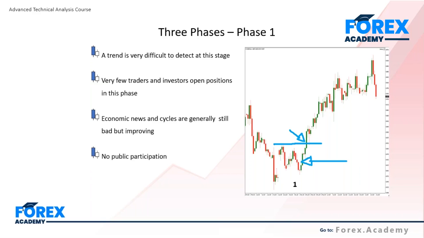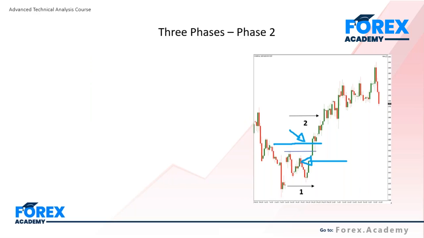This is an extension from the second point, that very few traders and investors open positions in this phase. There is very little public participation. Certainly if you're looking at equities, there would likely be very little fresh investment decision making taking place by the public. And certainly from a trader's perspective, because the trend at this point remains down, most traders will still be looking to sell rallies. In other words, they'll still be of the view that the market is likely to move lower. That is really the underlying characteristic of phase one of the three phases of a trend.